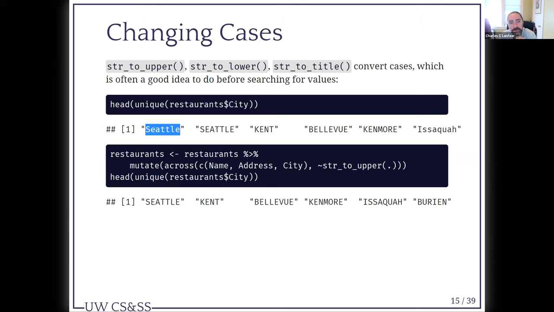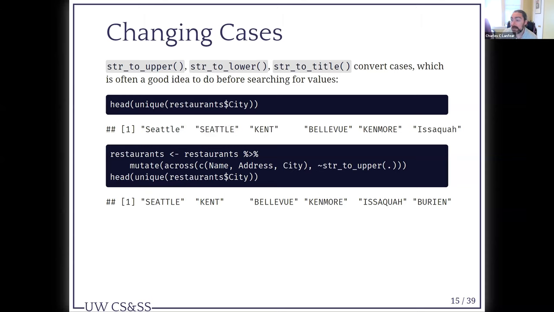Seattle sentence case, Seattle all caps, Kent all caps, Bellevue all caps, Kenmore all caps, Issaquah sentence case, or title case, rather. This is dumb. This is because they don't sanitize the inputs to their database and make sure that they all have uniform capitalization and stuff. As far as R is concerned, Seattle like this and Seattle like this are not related to each other in any way. R does not recognize that these are the same thing like we do.